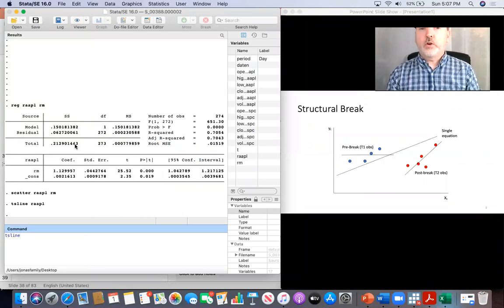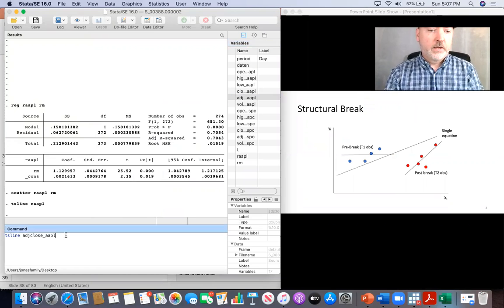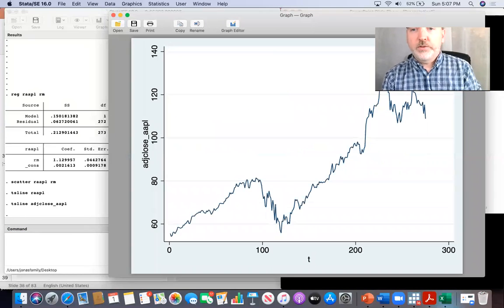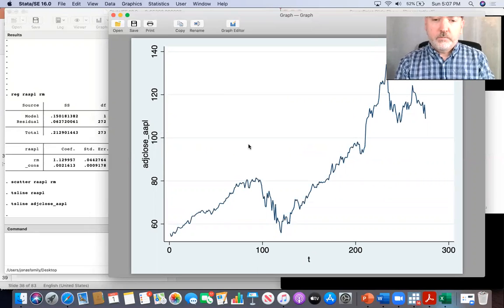Since this is a return, we could also look at the price level. So here, this is the adjusted close. And by the way, I'll put the do file, the commands to get this data, in the description so you can play along as well. And here we see what's happening. This is the price per share of Apple over the last year. And of course, we had the market downturn when we saw the shutdown due to coronavirus, and then we see a pretty stable upward trend after that. So basically a little blip and then a trend. Well, that's going to introduce a lot of volatility. Could it also introduce a structural break?